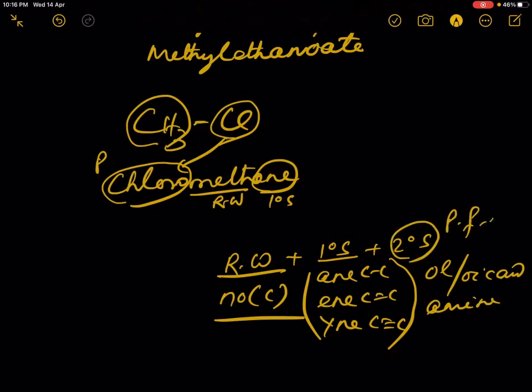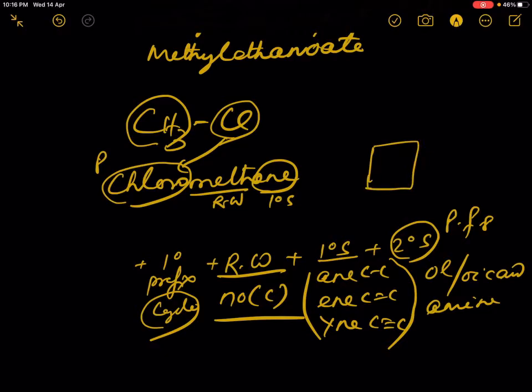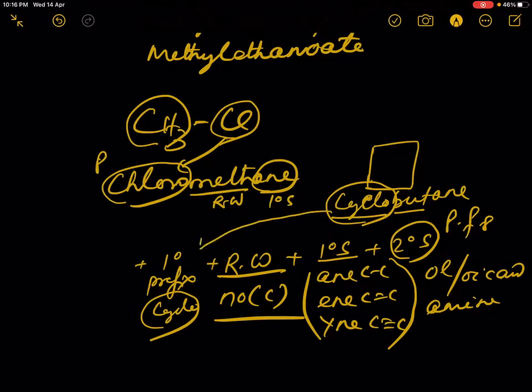Before the root word you will find the primary prefix, that is cyclo. If you have written cyclobutane, here cyclo is written before the root word. This is the primary prefix. Before the primary prefix you will find the secondary prefix. This is chloro. This is also a secondary prefix.